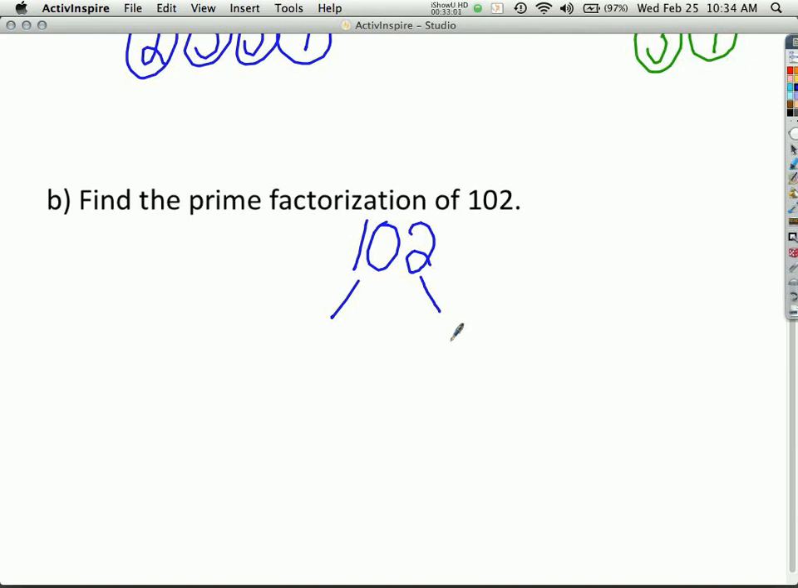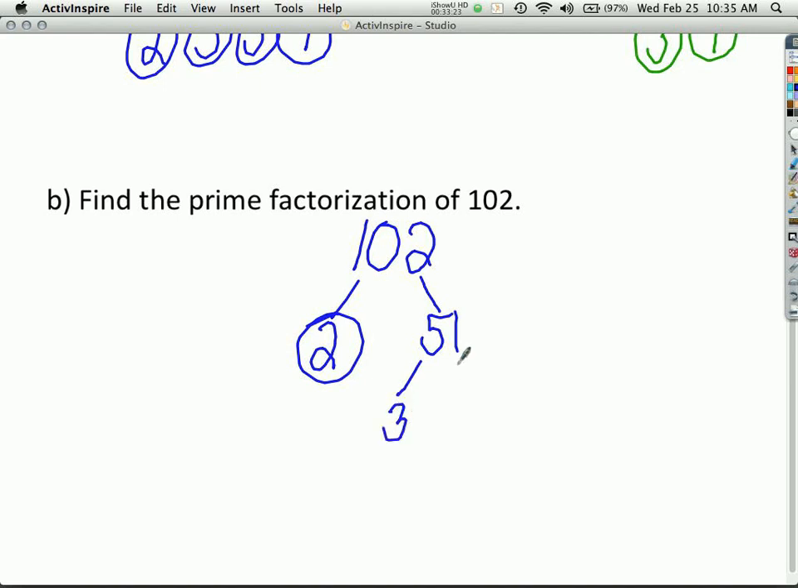Stick with the easiest thing you can think of. Cheyenne? Beautiful. 2 times 51. 2 is a prime number. Circle it. That branch is closed. 51. What's it divisible by? It's a strange number. Yasmin? How'd you know that? Ah, yeah. It's divisible by 3. Look at that.